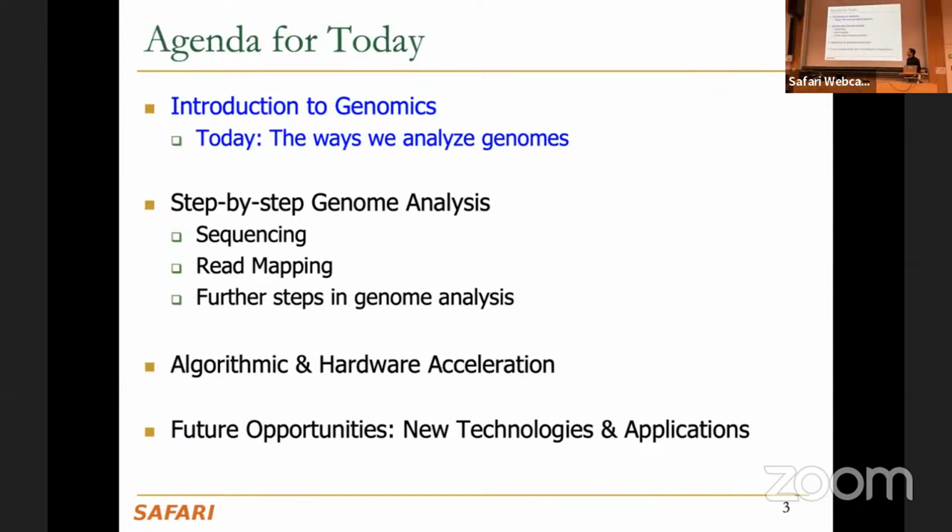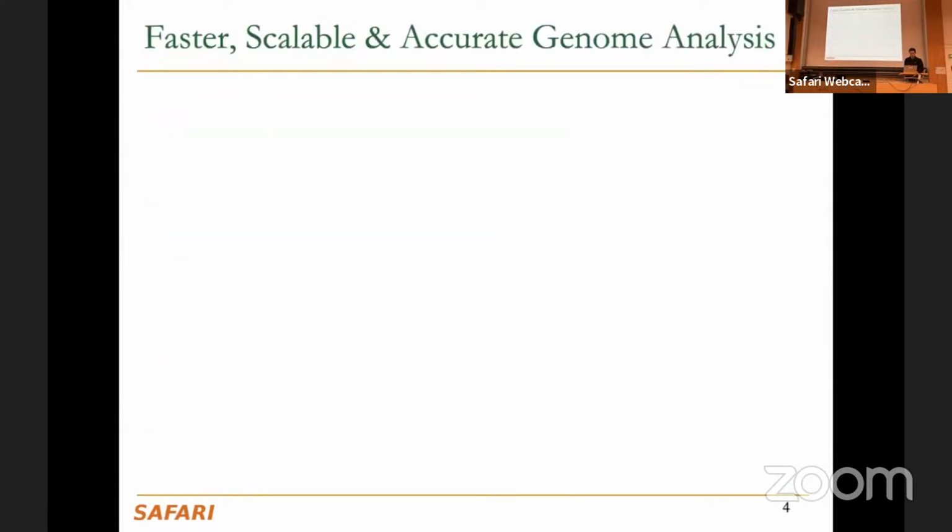What we're going to cover today is some basic introduction to genome analysis, to genomics. I'll give you some basic background, and then I'll show you step by step how we analyze genomic data, and then we'll show you the state-of-the-art algorithmic and hardware acceleration works for genomics. And we'll briefly touch on the future opportunities for analyzing genomic data.